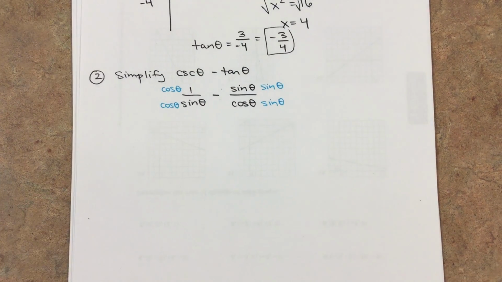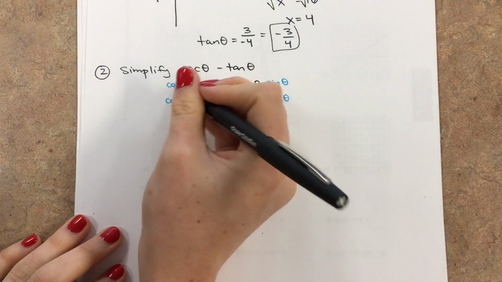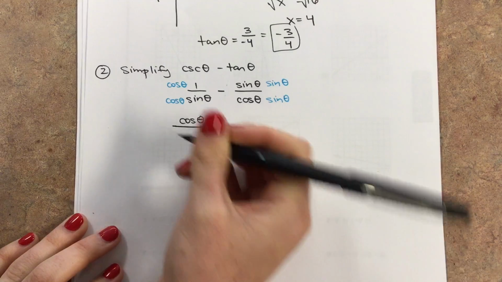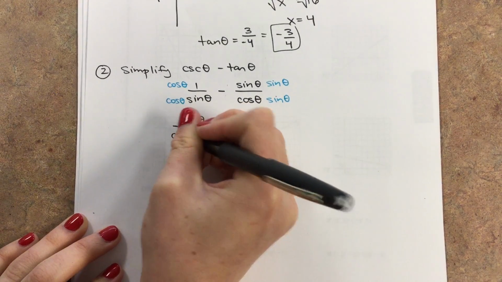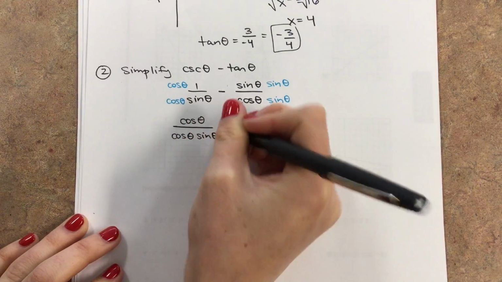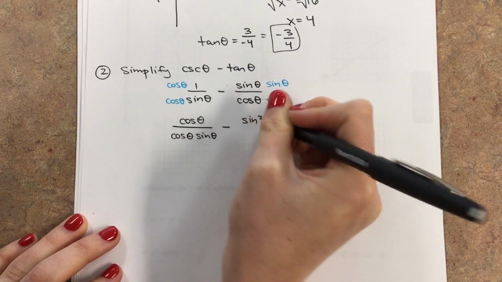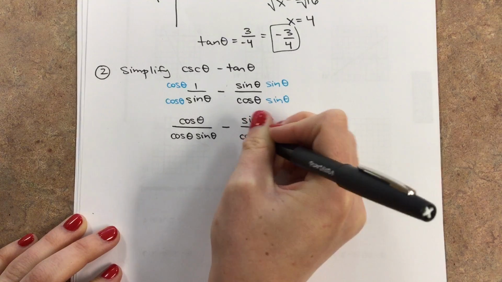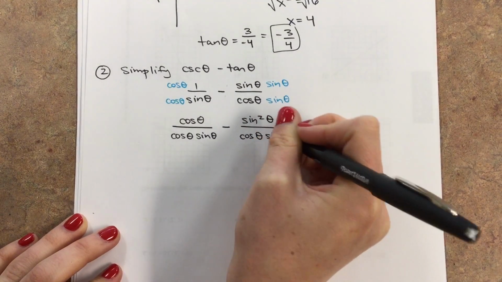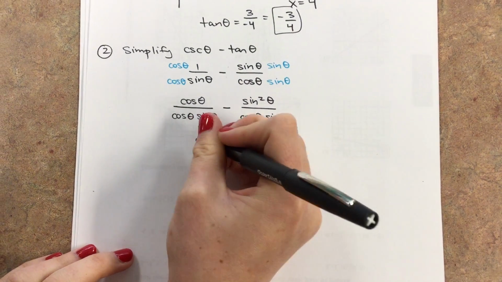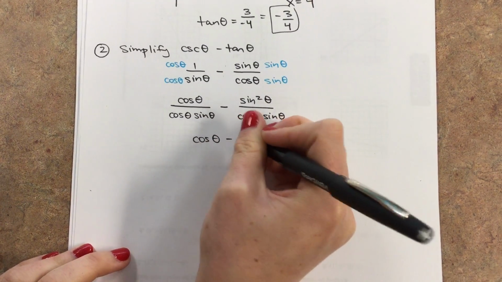Okay, so we do that, then they're going to have a common denominator. So this is cosine times 1, so just cosine squared, and then over cosine times sine. Minus, and then multiply these, you get sine squared over cosine times sine. So when we combine these up, we're going to have cosine and then minus sine squared.